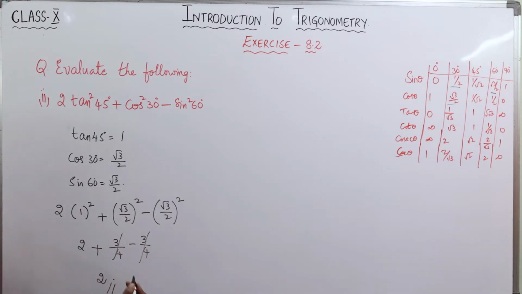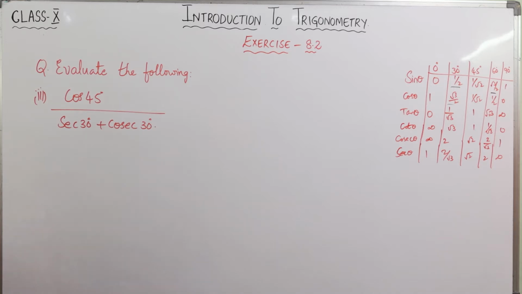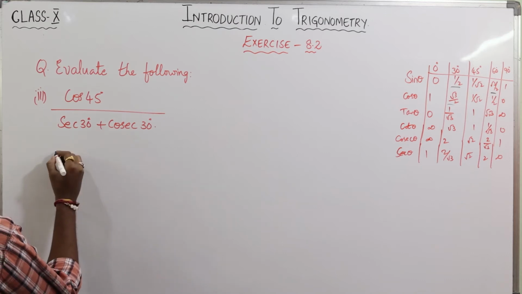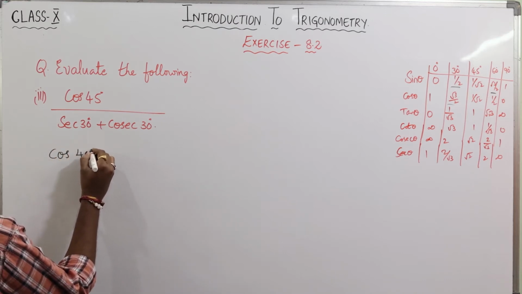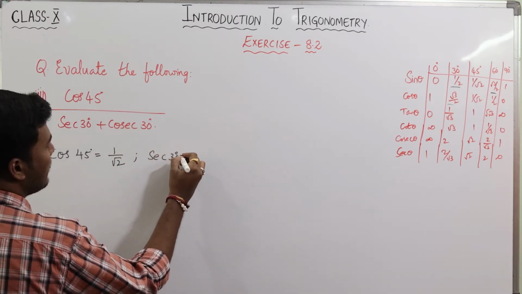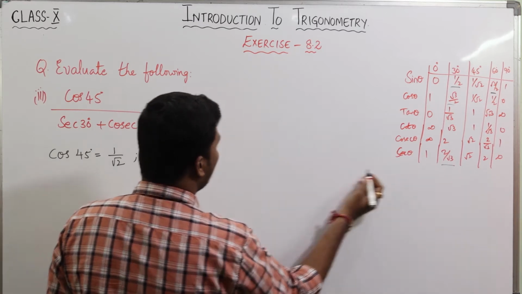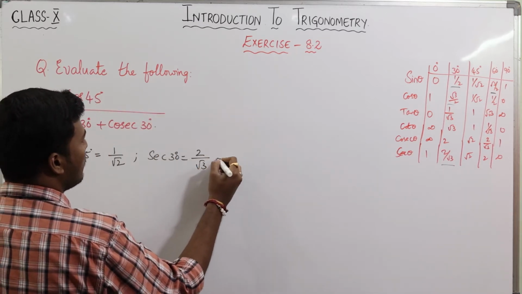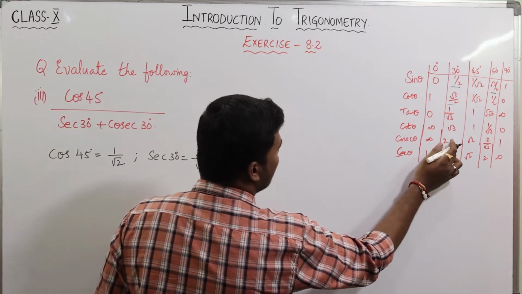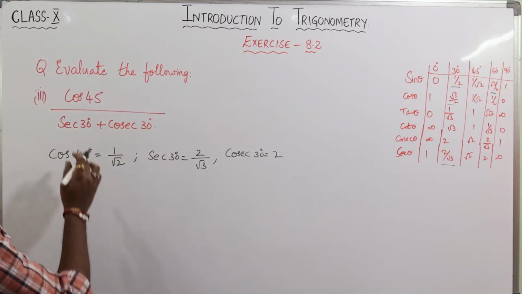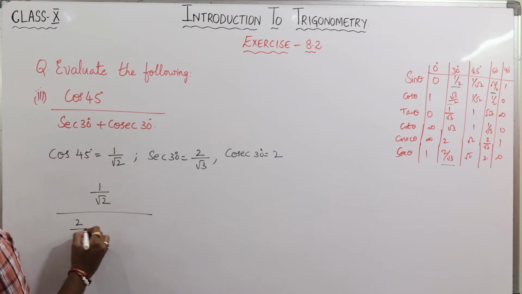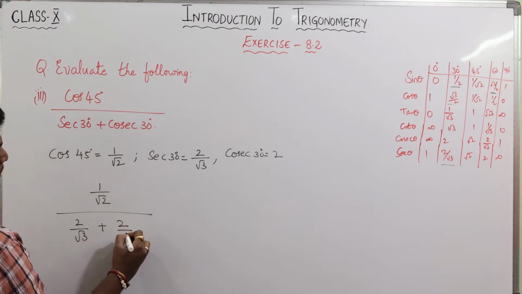Your answer is 2. Now the third bit of this exercise, that is cos 45 by secant 30 plus cosecant 30. So first let us write cos 45 degrees, which is equal to 1 by root 2, right? Then secant 30 degrees is 2 by root 3 and cosecant 30 degrees is also 2, right? Now let us substitute those values in this. Then it will become 1 by root 2 by secant 30, which is 2 by root 3, plus 2 by 1.